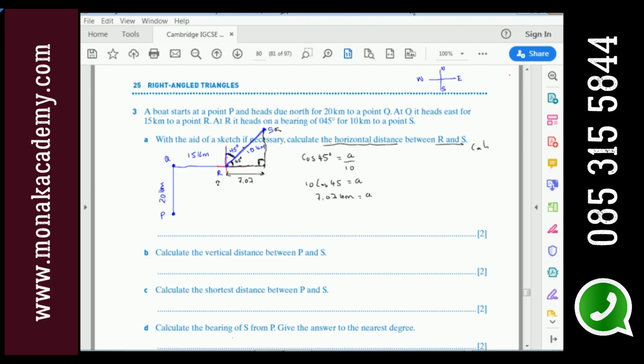Done for that one. Part 2, calculate the vertical distance between P and S. Again, we can simply just extend S, right? We can extend if you want, if that's going to be useful. Let's see. So P and S, it means what they want is this distance, right?